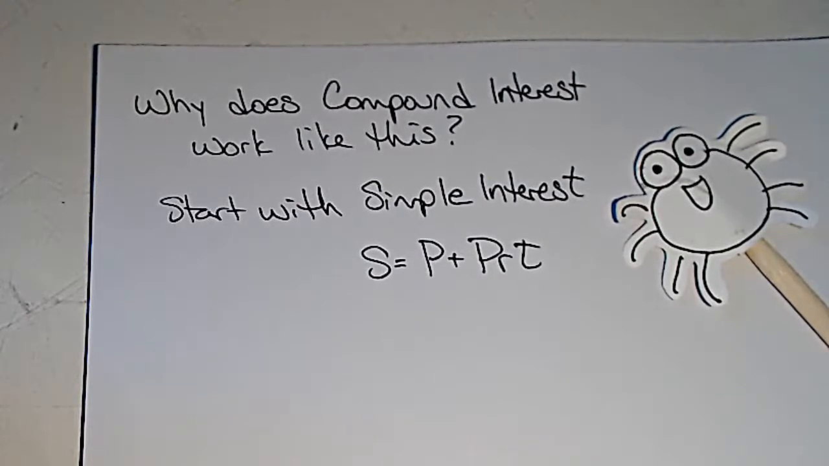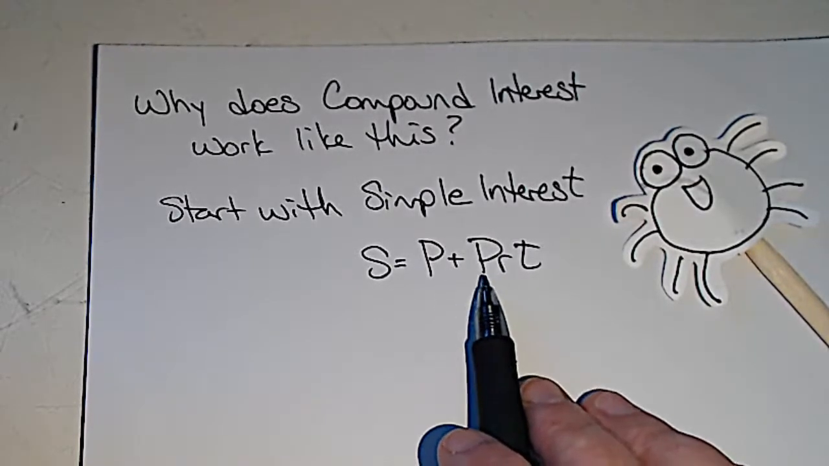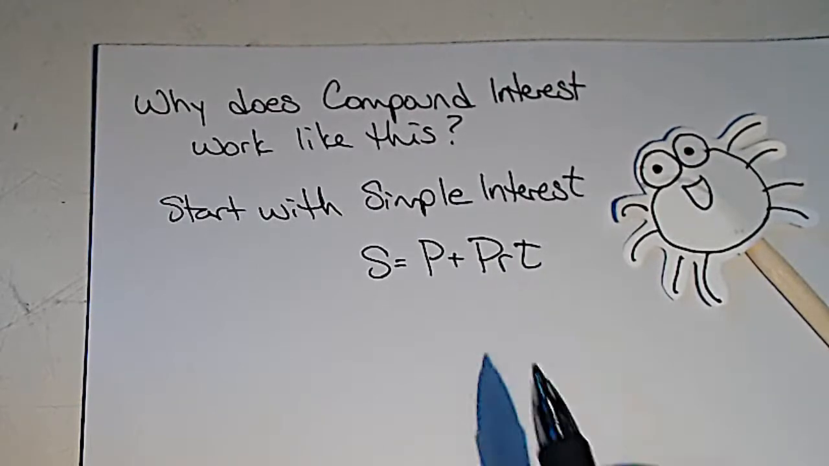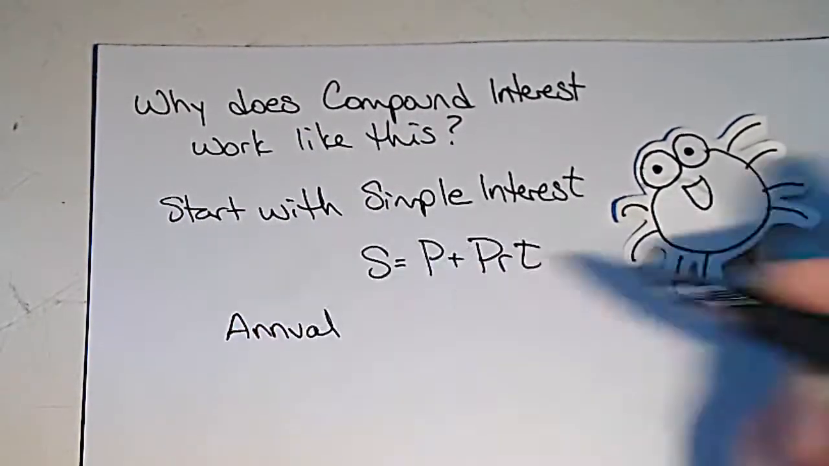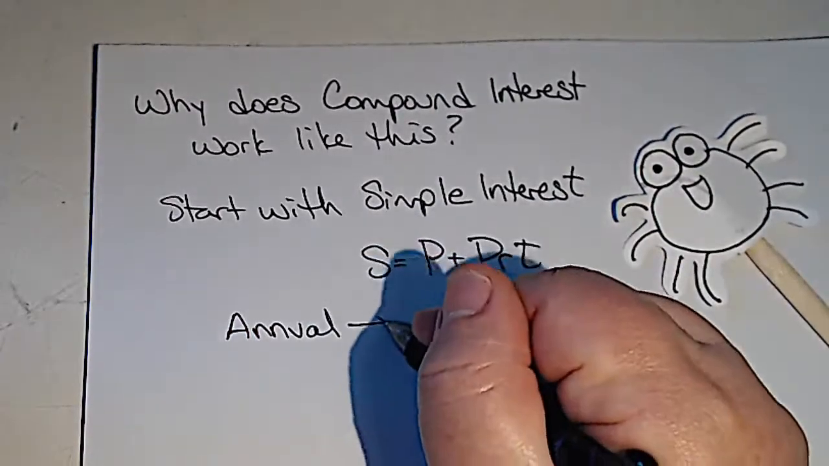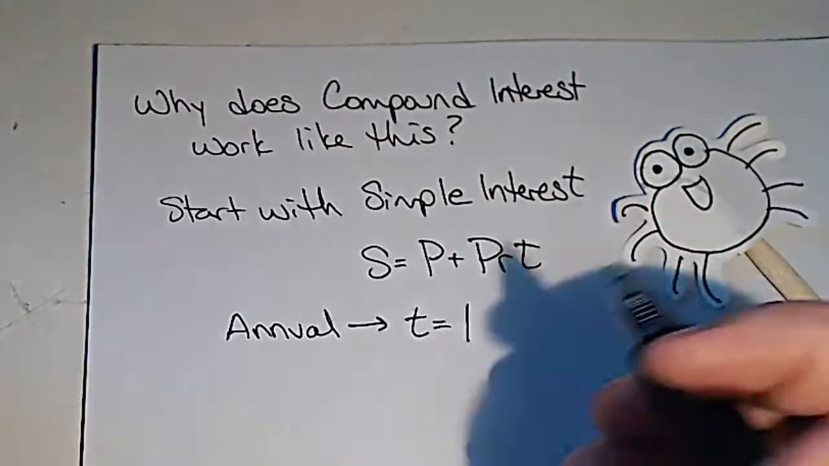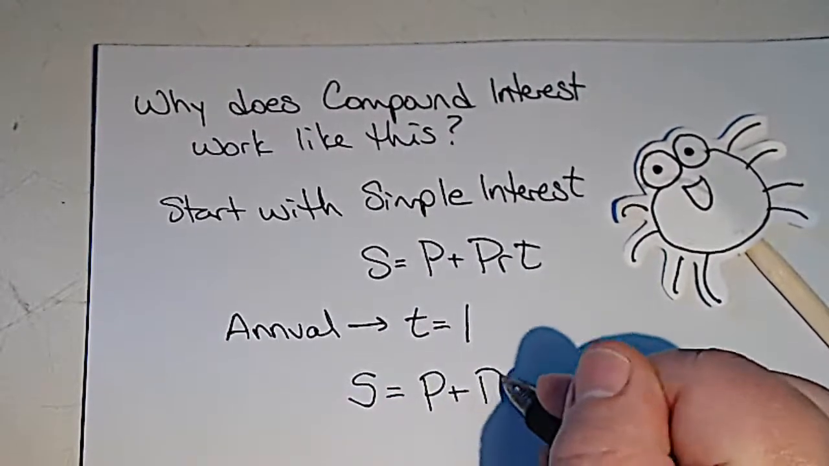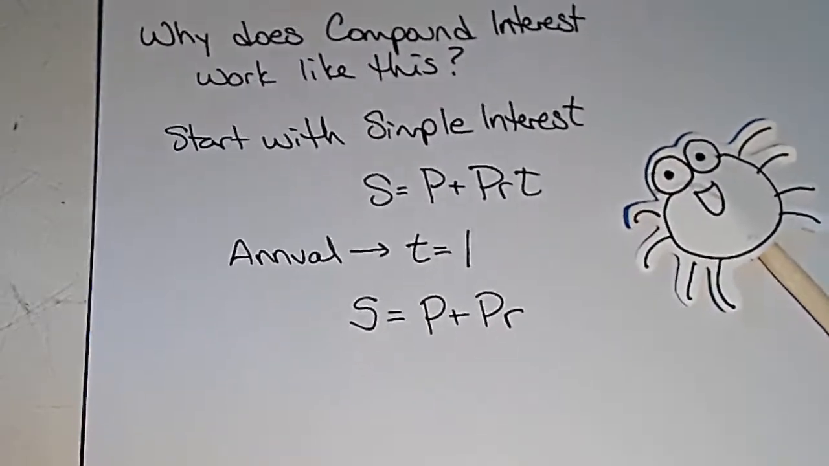So simple interest says you take whatever you started with, your principal or your present value, and you add that to this calculation, principal times interest rate times time. Now, if we're talking about an annual compounding, that means T is 1. So that makes our future value equal to P plus PR. So far, so good?